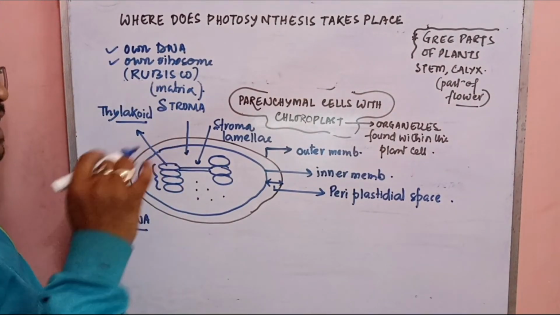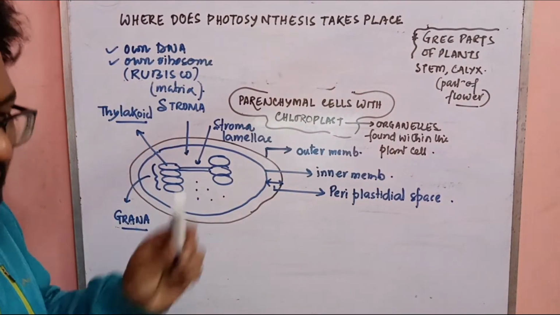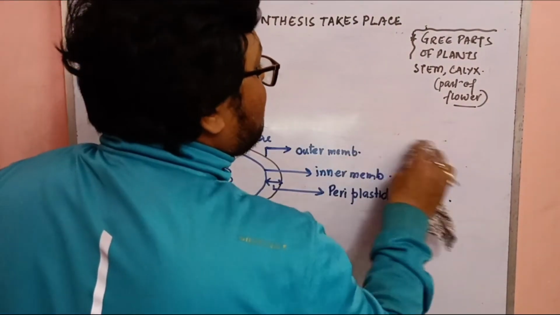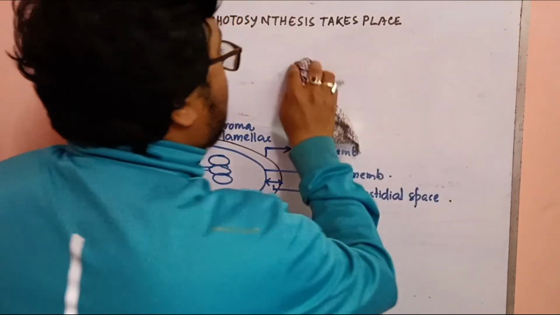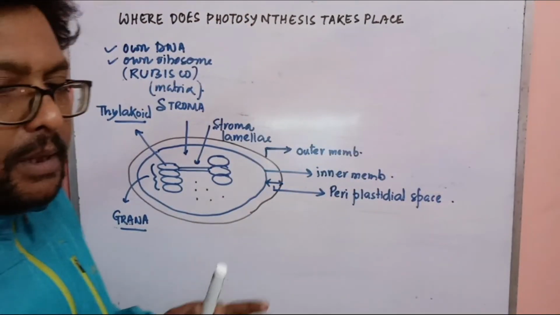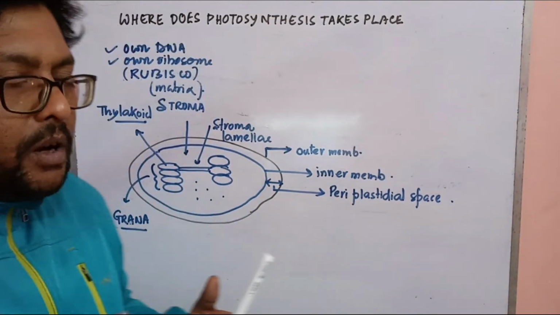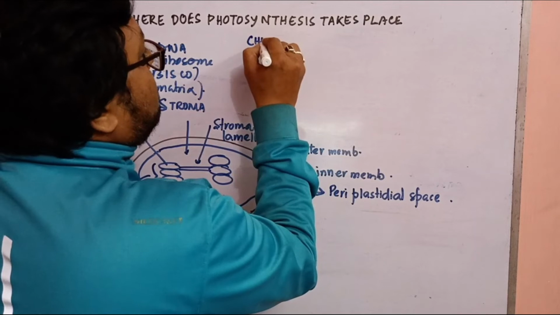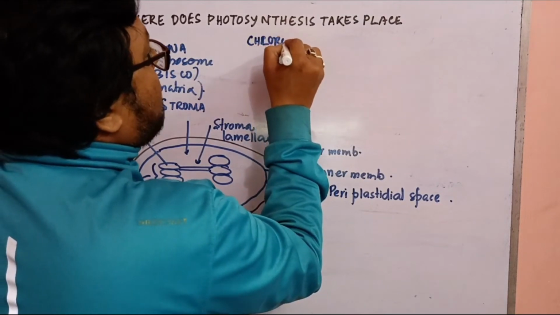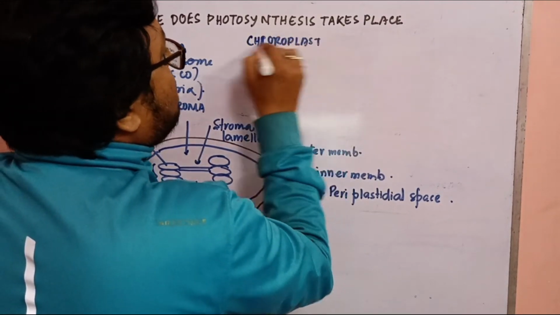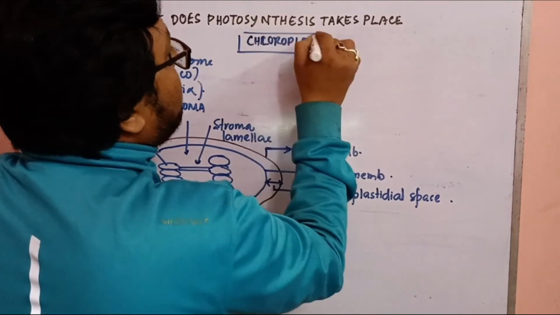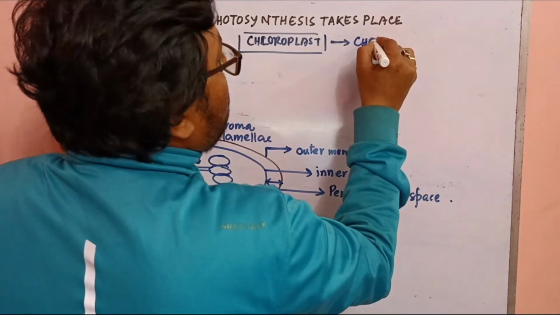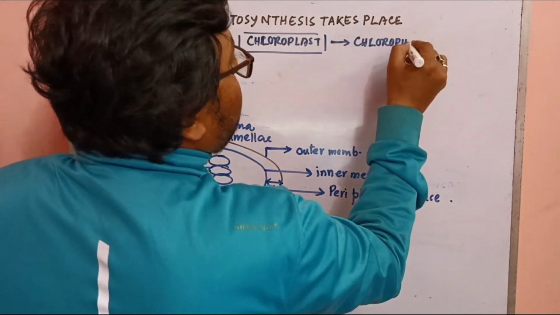Here what we need to know separately is: what is the function of this thylakoid and what is the function of this stroma, or in short, basically what is the function of the chloroplast. So basically, we know that a chloroplast contains a pigment known as chlorophyll.